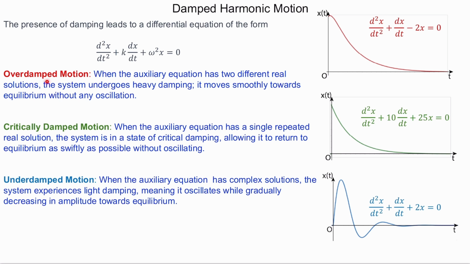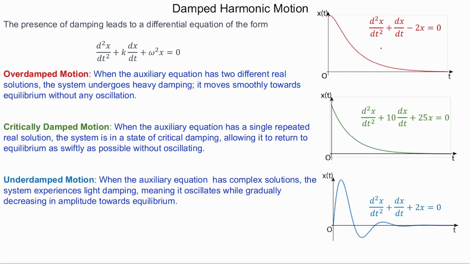So if we look at overdamped motion, this is where the auxiliary equation has two different real solutions. The system undergoes heavy damping, which means it moves smoothly towards equilibrium without any oscillation. You can see this in the red graph where we've got displacement against time. There's no oscillation, and it does move quite smoothly towards the equilibrium. A real life example of this could be the suspension system on a luxury car, where when it goes over a bump, it slowly returns back to normal without bouncing up and down.